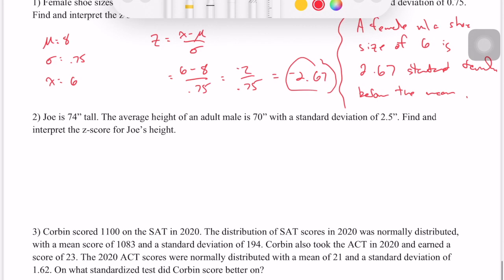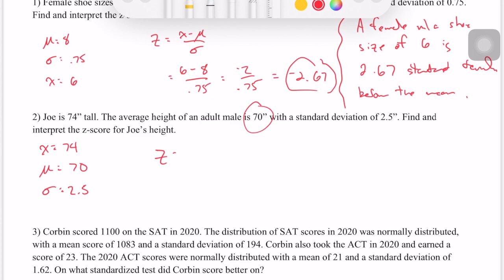All right, I'm going to do one more, then I want you guys to do the last one, and we'll call it there. Joe is 74 inches tall. The average height of an adult male is 70 inches, with a standard deviation of 2.5. Okay, so I'm going to go ahead and start writing this down. Find and interpret the z-score for Joe's height. Joe, what a fantastic name.